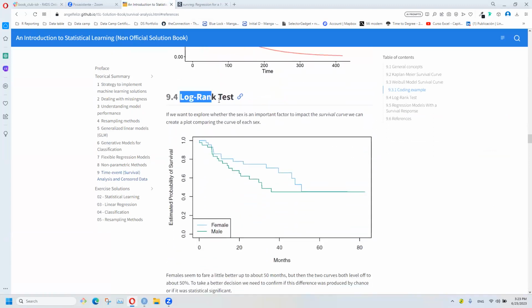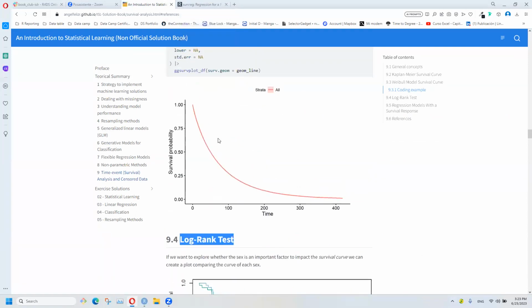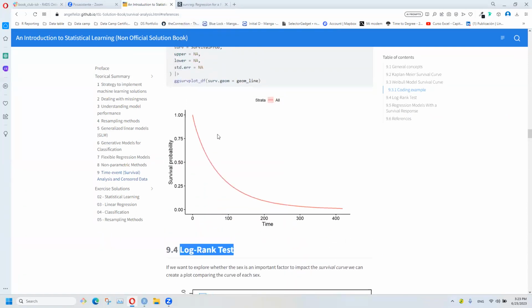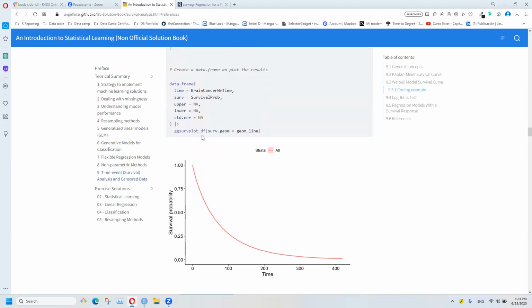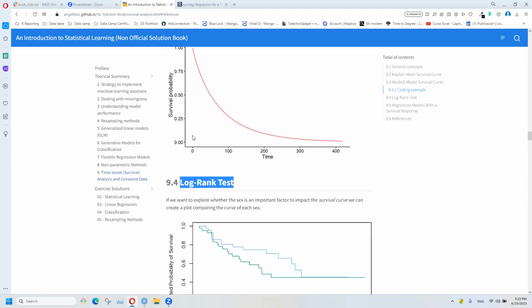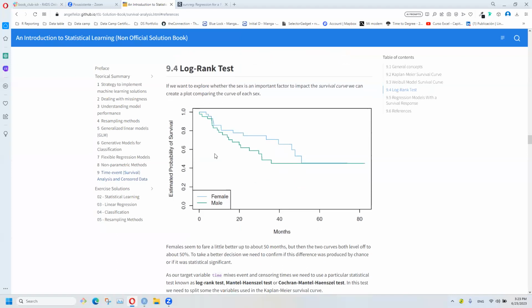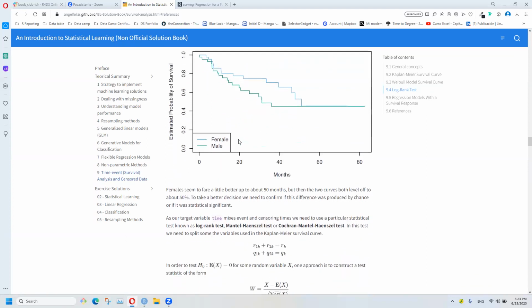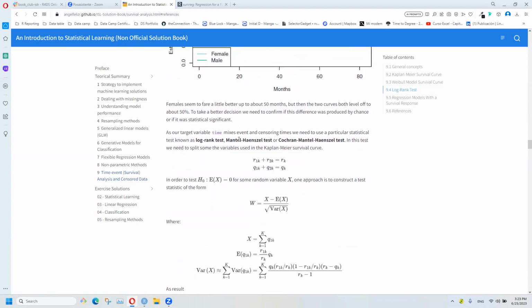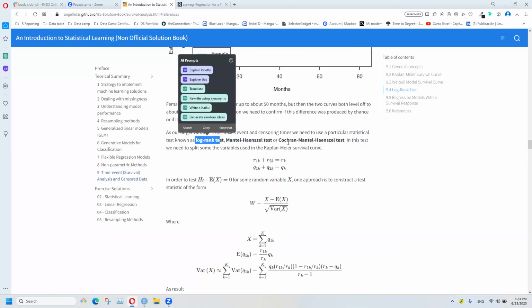And okay, once we really understand the distribution of the survival time, how in general the function looks, we want to compare groups. We want to know if females survive more than males. If we see this chart, it seems that yes, females tend to survive more than men, but is that statistically significant? So to solve that question, we can use the log rank test.